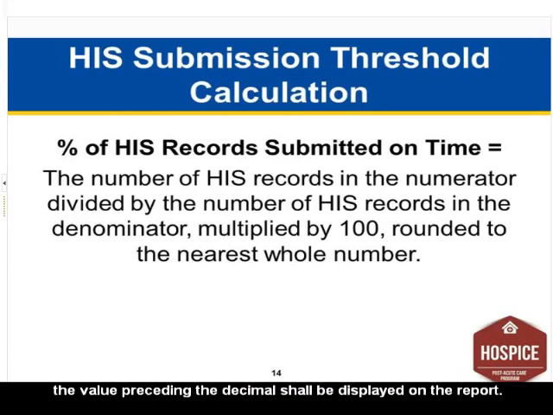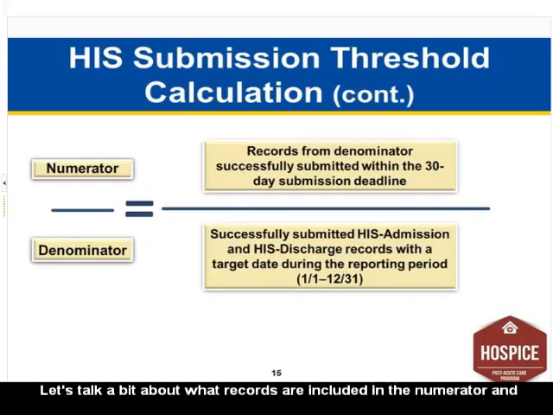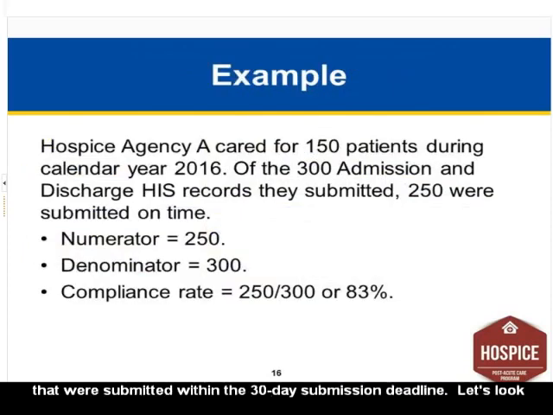Let's talk a bit about what records are included in the numerator and denominator. HIS records submitted for patient admissions or discharges occurring during the reporting period, January 1st through December 31st of the year involved, will be included in the denominator of the compliance threshold calculation. The numerator of the compliance threshold calculation would include any records from the denominator that were submitted within the 30-day submission deadline. Let's look at an example.